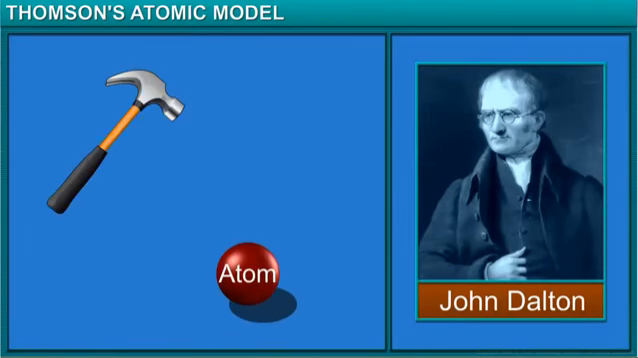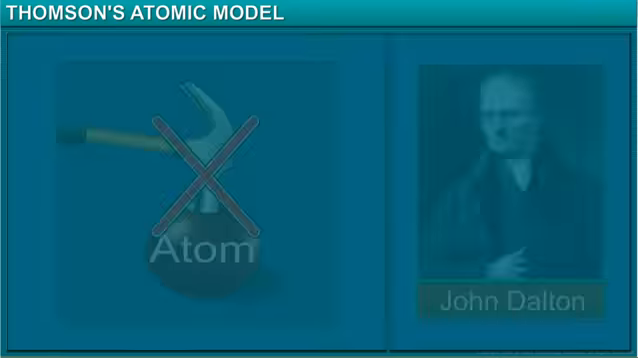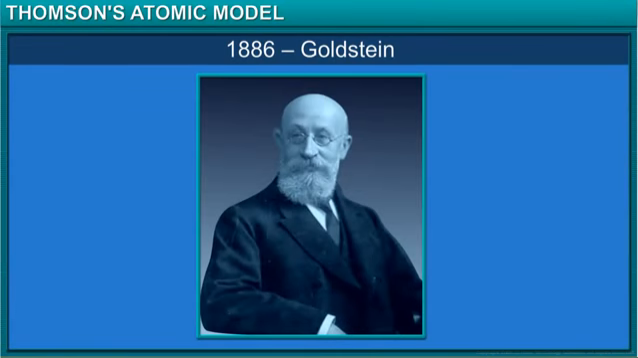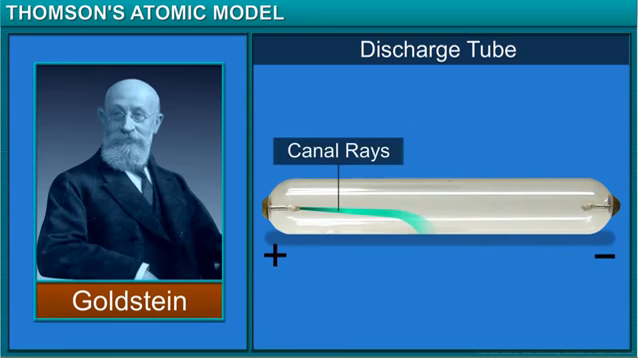Dalton's atomic theory stated that an atom was indivisible and indestructible. However, in 1886, Goldstein came upon positively charged radiations in a gas discharge, which he termed as canal rays. These radiations led to the discovery of the proton. The mass of a proton was about 2,000 times that of an electron, and it carried a positive charge.